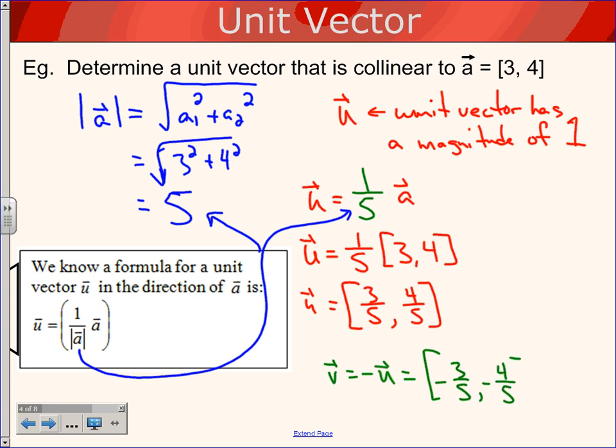Still a unit vector, and still collinear, right? Just in the opposite direction this time. So sometimes we'll ask for 2 unit vectors. This would be a second unit vector, collinear too, just in the opposite direction.